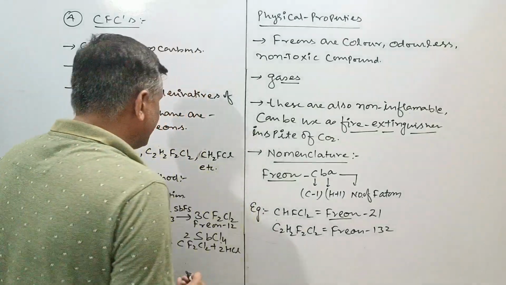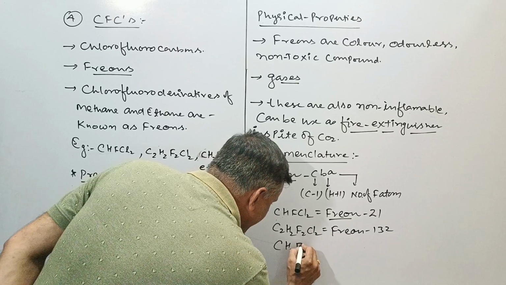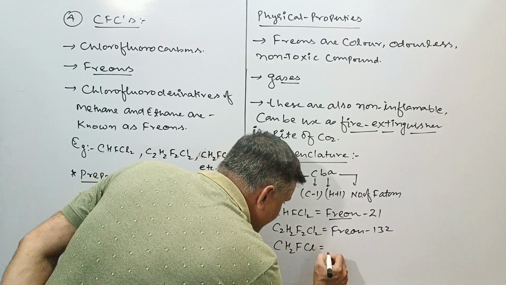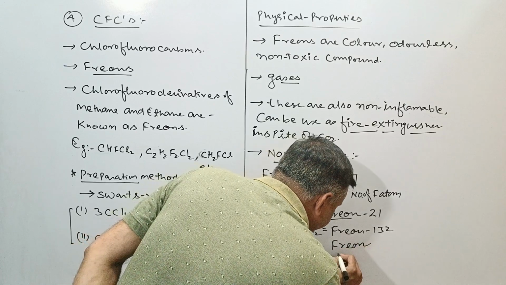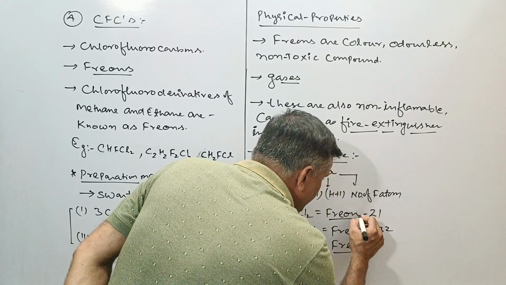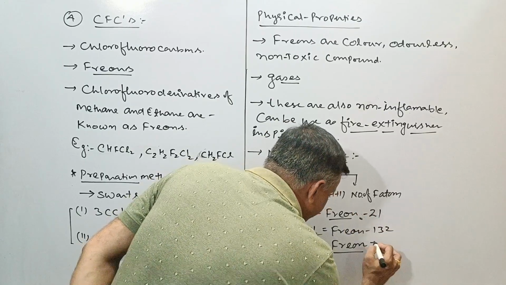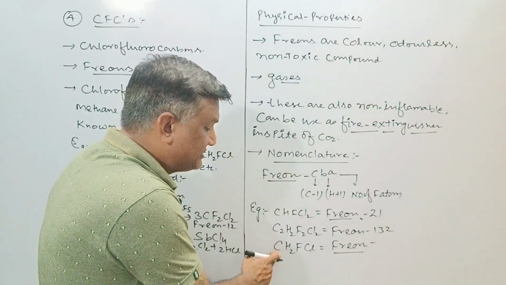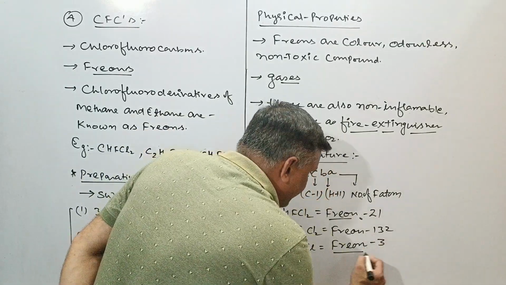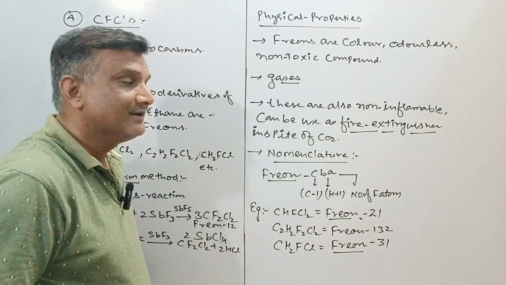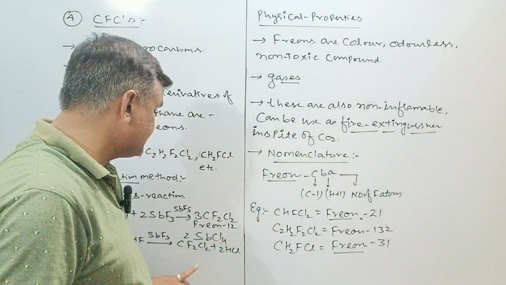If we go further, then we can take the example of CH2FCl. If we go with the nomenclature, then it will be freon. Here carbon minus 1 will be 0, hydrogen plus 1 is 3, and number of fluorine atoms is 1. So this is freon 31. And if you want to go with the next, we can take these examples in practice.